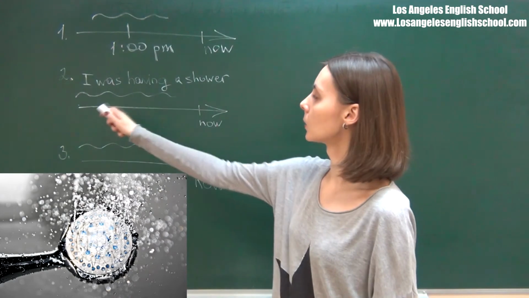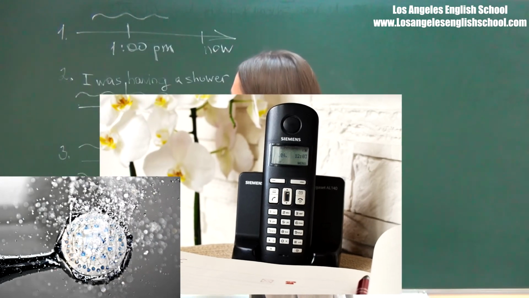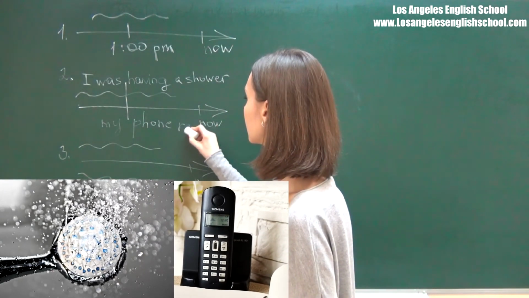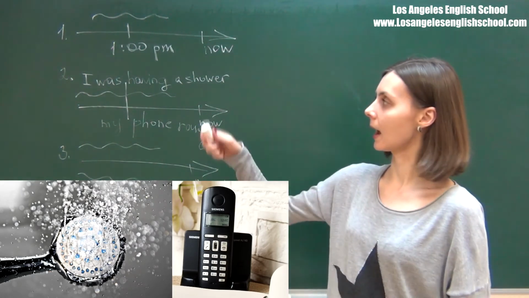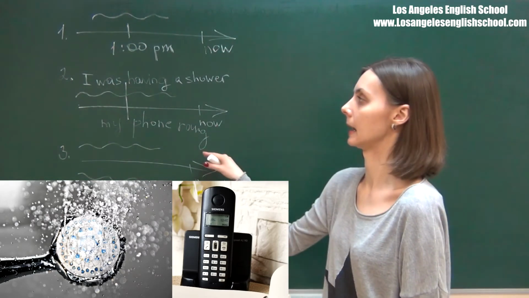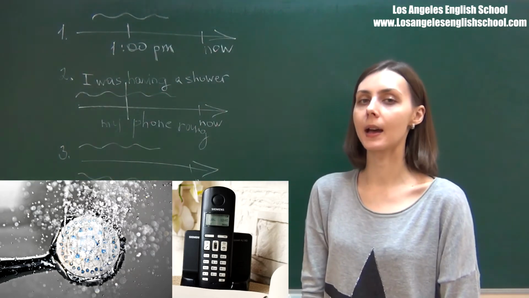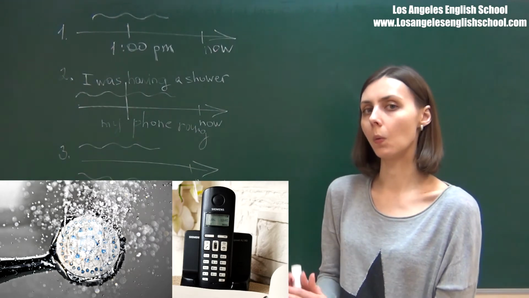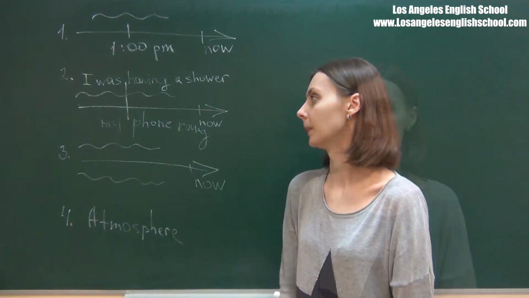For example, I was having a shower and my phone rang. So while I was having a shower, something happened, so my phone rang. This action that was in progress is used in the past continuous tense. And the action that happened while that action was in progress is used in the past simple.